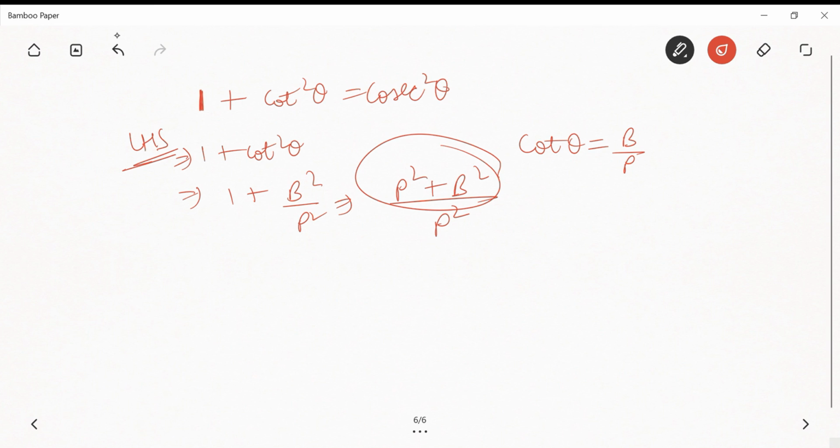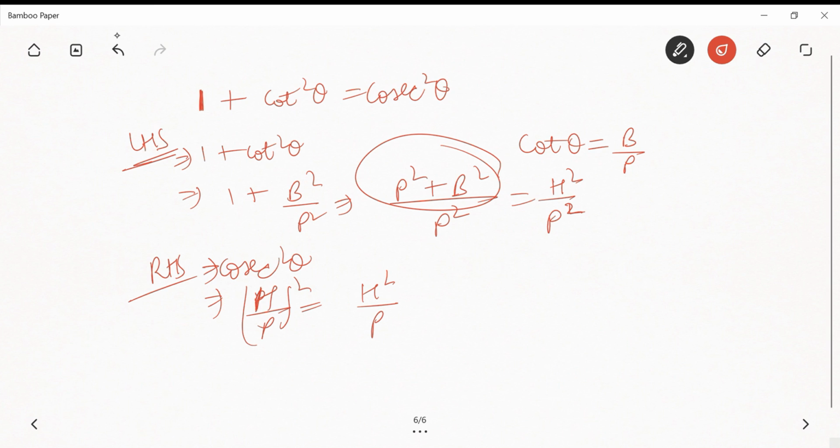Now we will use the Pythagoras theorem again, and p square plus b square is equal to hypotenuse square, so we get h square by p square. Okay, so this is your LHS side. Now the RHS part. RHS is cosecant square theta. Cosecant theta is basically the reciprocal of sine theta. So in place of cosecant theta, we can write h by p, and the whole square of it, we will get h square by p square, which is equal to your LHS part.